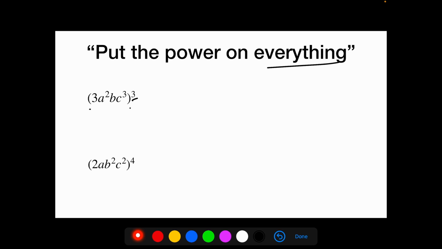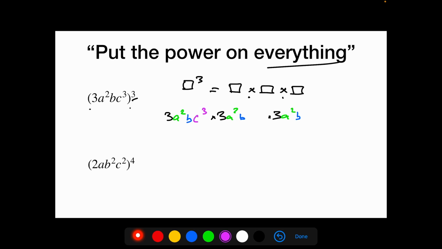So what does cubing really mean? If you say something cubed, you mean that thing appearing 3 times and being multiplied. So if we did that for this, we'd get the number 3, 3 times. We'd get a squared 3 times. We'd get ab 3 times. And we'd get c cubed 3 times.